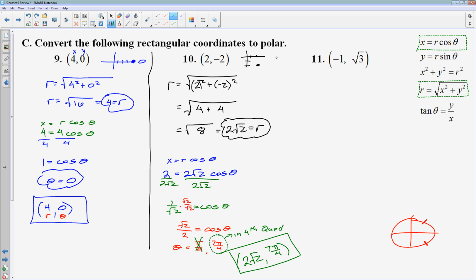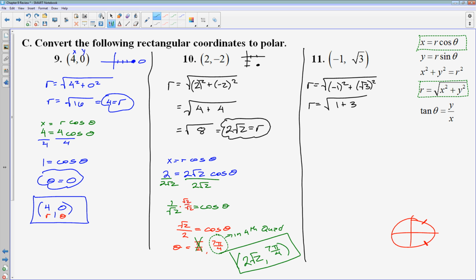Good, good? Good, good. Let's see, number 11. Starting off the same way, r is equal to the square root of x squared plus y squared. R equals the square root of 1 squared is 1, root 3 squared is 3, 1 plus 3 is 4, the square root of 4 is 2. So there's my r.